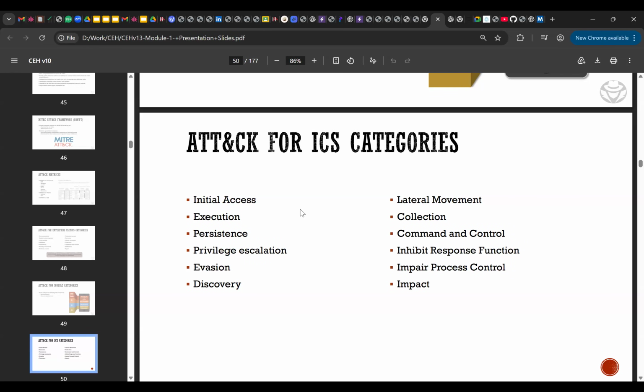Then we have ICS categories, right? In ICS categories, we also have similar tactics as compared to the enterprise one. So initial access, execution, and all those are on a similar part.